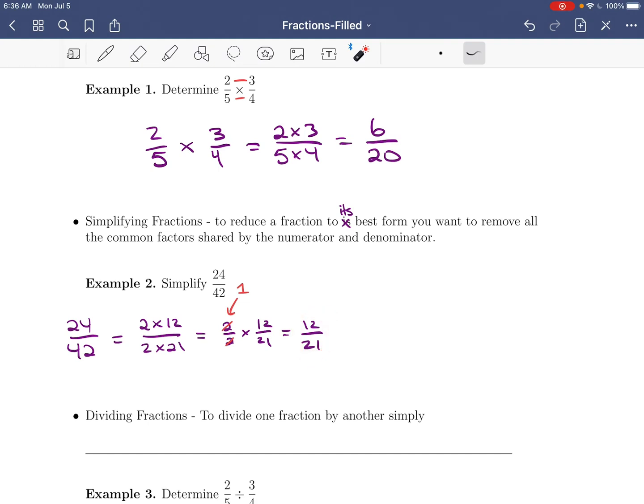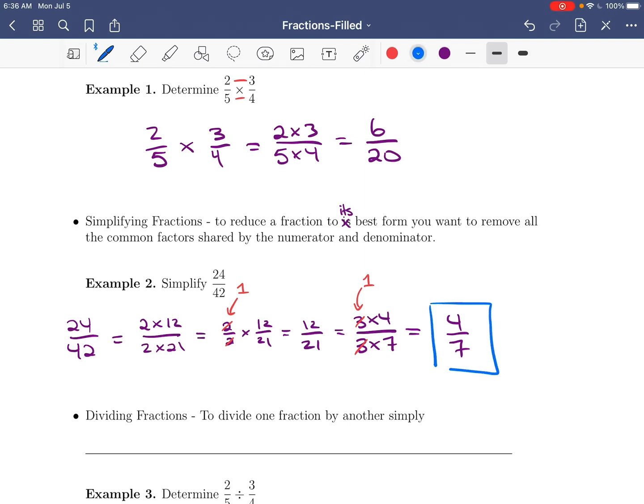So 12 and 21, I know 12 is 3 times 4, and 21 is 3 times 7. Again, 3/3 is like a 1, so it cancels out, and I get it reduced to 4/7, and 4 and 7 have nothing in common. So this would be its best form. Here it's fully reduced.